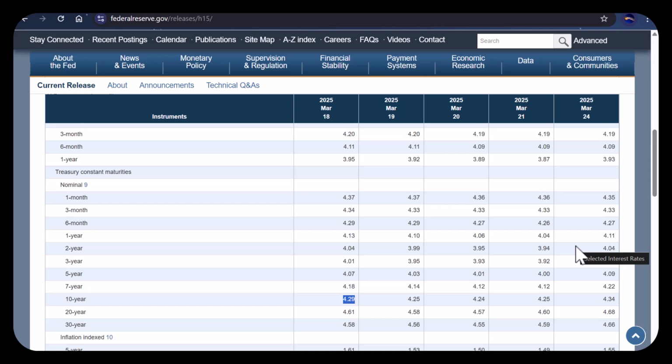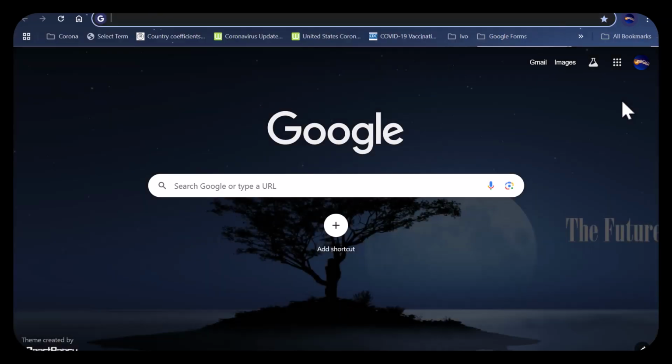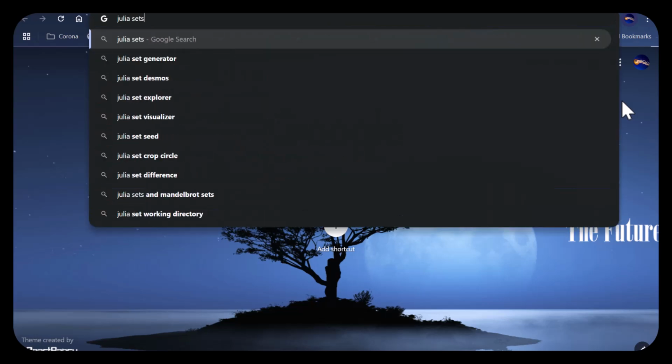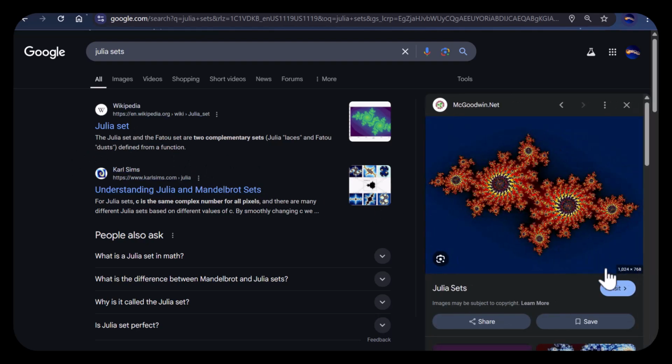I'll give you an example. This is a completely deterministic system. I mean, pictures are beautiful, but I used to do a lot of coding to generate these pictures way back when I didn't want to write the literature review for my PhD dissertation. Okay, Julia sets. These are mathematical sets that are named after a French mathematician named Gaston Julia.